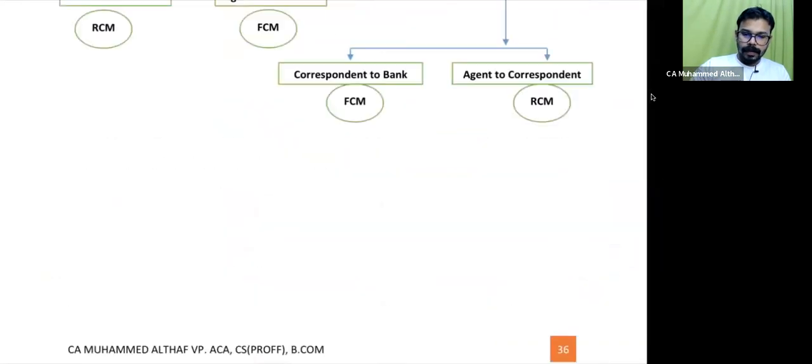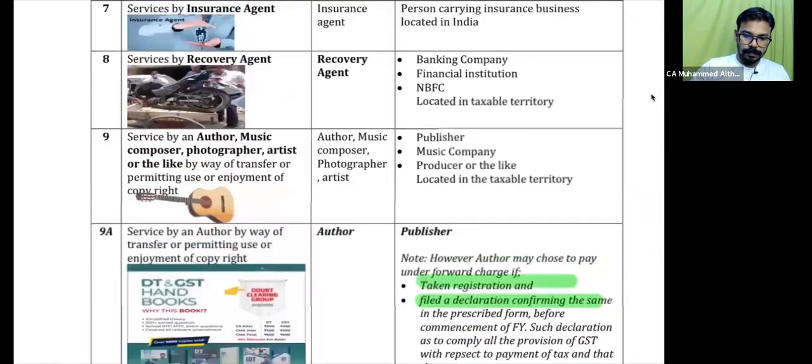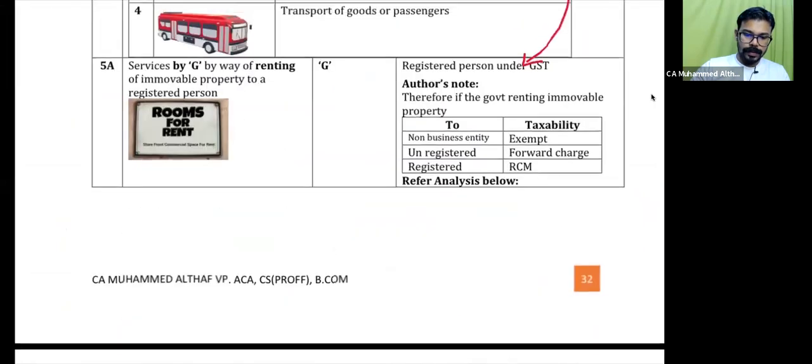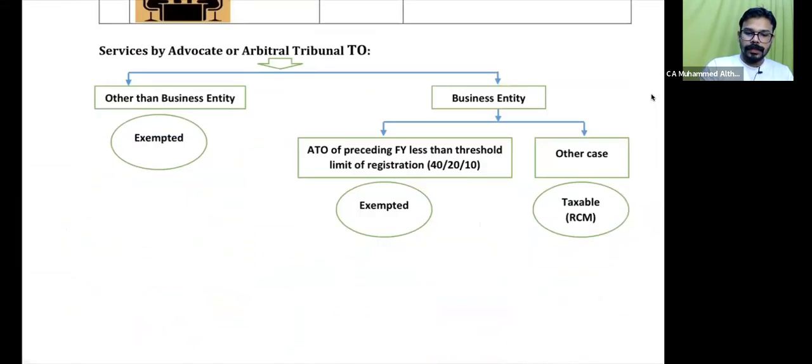See, this is one thing many students will not check, in fact. I'll show you this. In case of an advocate, the actual theory is coming under the exemption chapter. So you have to first open the exemption chapter. In case of an advocate or arbitral tribunal providing services to a business person other than a business entity, it will be exempted. But in this case, it's a clear business entity because it's an all-in-one partnership firm. So this point is not applicable here. So they are a business entity.